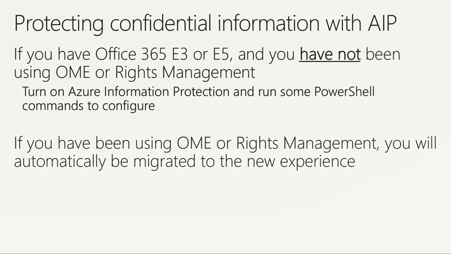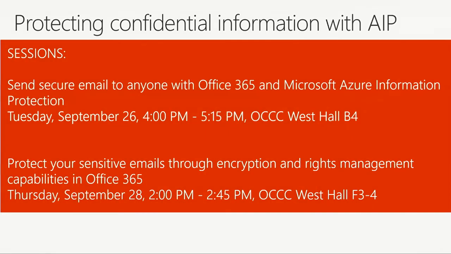Now, if you have Office 365 E3 or E5 and you have not yet started using Office 365 message encryption or any rights management, then you can just turn on Azure Information Protection, run some PowerShell cmdlets, and it'll be configured. If you have, however, already been using OME or Azure Rights Management, then you'll get migrated to the new experience, and there will be a migration path we'll take you down. Again, I don't want to steal thunder from the other speakers because we've got a couple sessions that are totally devoted to just this feature and this experience, and so I would strongly encourage you to go check those out.